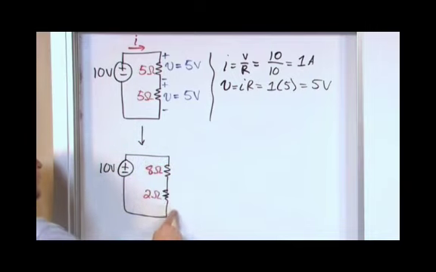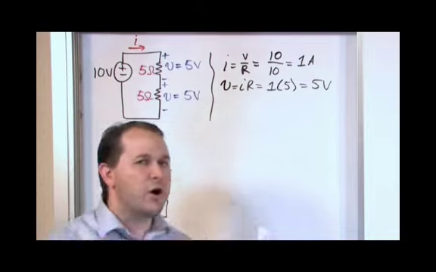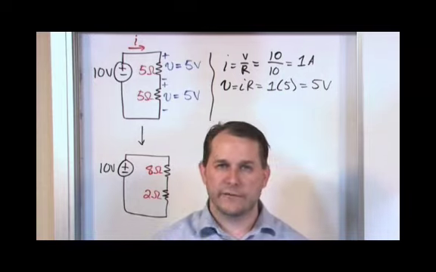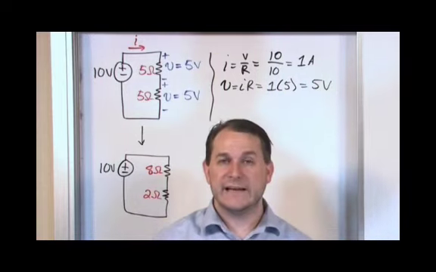This one's smaller, so it's going to get less of a voltage drop, and it's always in relation to the ratio of these resistors. The bigger one's going to get more of the voltage drop. The smaller one is going to get less of a voltage drop.